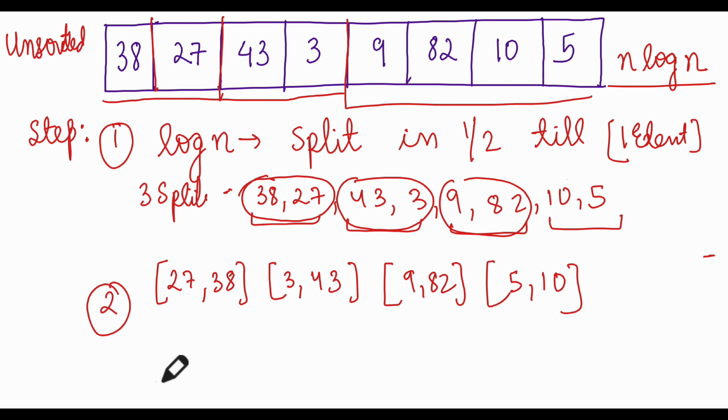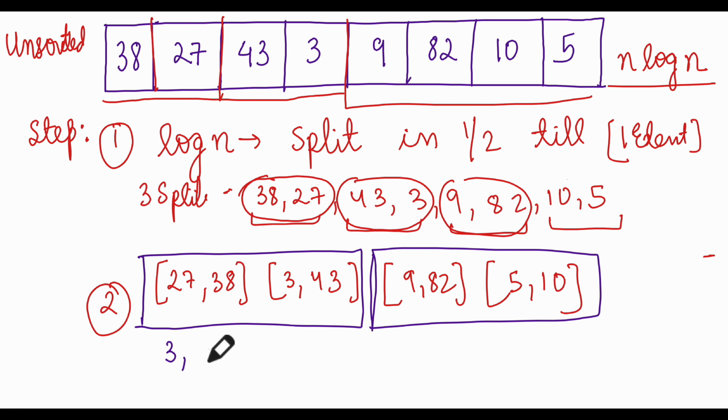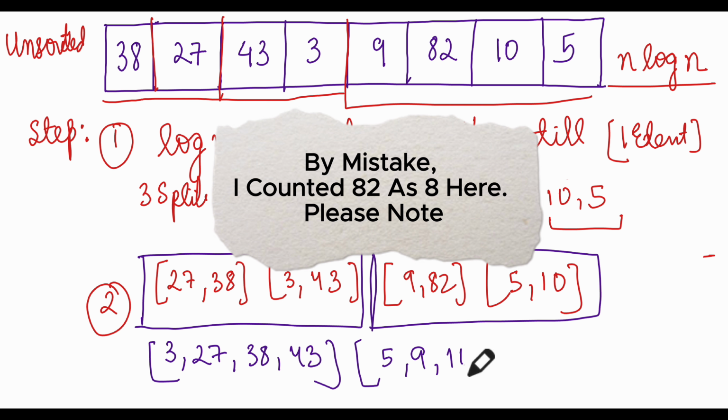Now you will pair up these two, and you will pair up these two, and now you will create a new sorted list out of this. So what will it become now? It will become 3, 27, 38, 43. Then again you will use a similar method here, so it will be 5, 9, 10, 82. So you are left with 2.